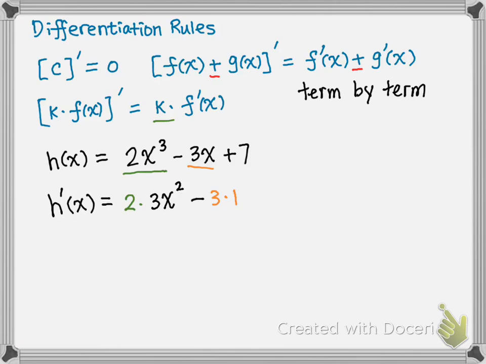And what about the last one? Plus 7. What is the derivative of 7? The derivative of a constant is 0. So the derivative of this h function, if you simplify it, is just 6x squared minus 3. Now, the more you practice, the easier and more seamless it is for you to be able to take a derivative of a polynomial.